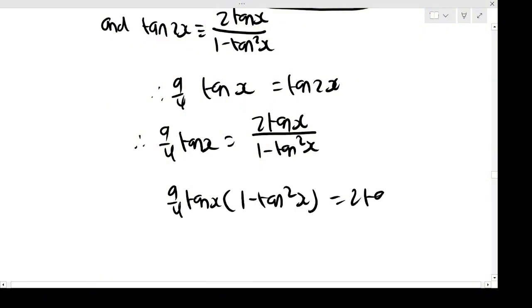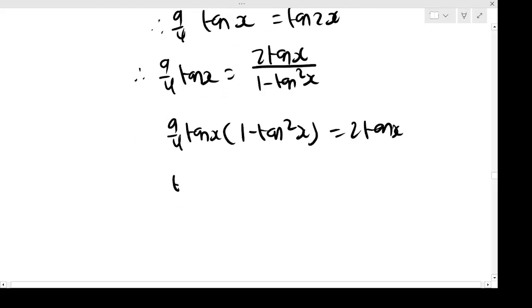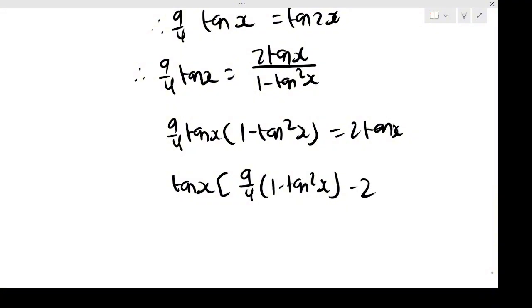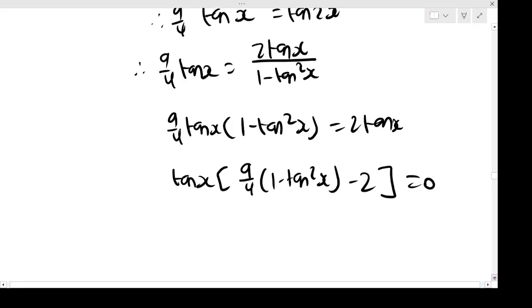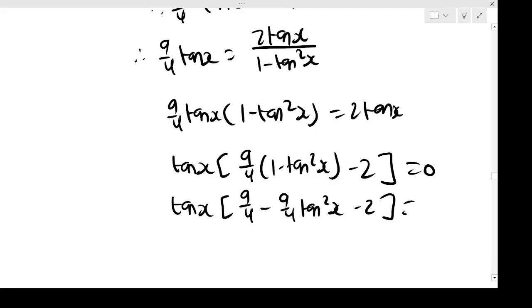And that would be 2 tan x. I shouldn't expand here. I don't need to, because I can just factor a tan x out of all the terms. So then that would be 9/4 lots of 1 minus tan squared x, take away 2 equals 0. Hopefully happy with how I've got that here. So just factor a tan x out of every term like that. Then I can expand inside the bracket to make it a bit nicer. So I have 9/4 minus 9/4 tan squared x minus 2 equal to 0.